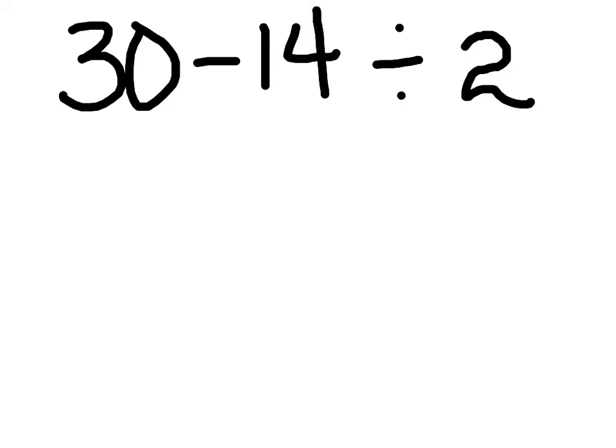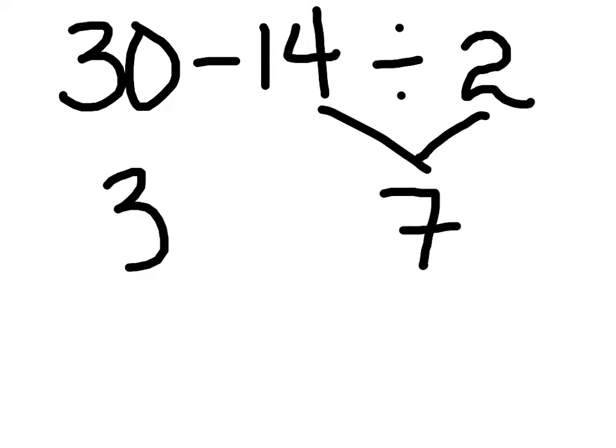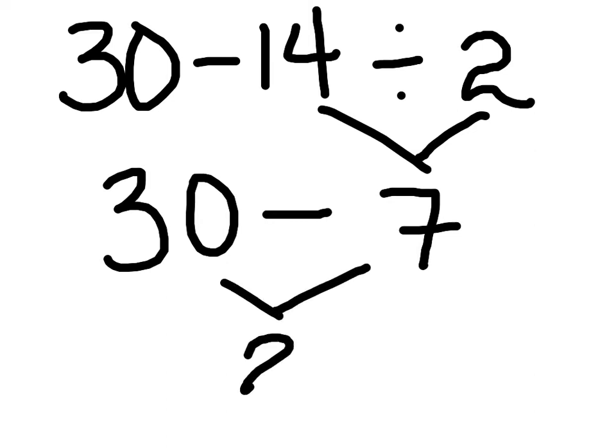What do we need to do first? 14 divided by 2 is 7. Bring down the 30 minus the 7. 23.